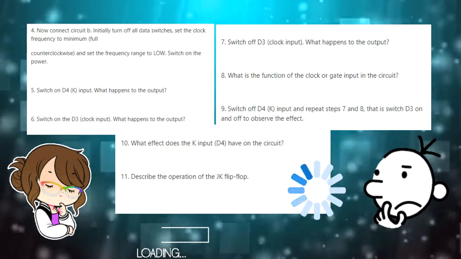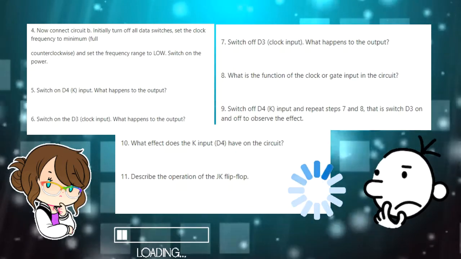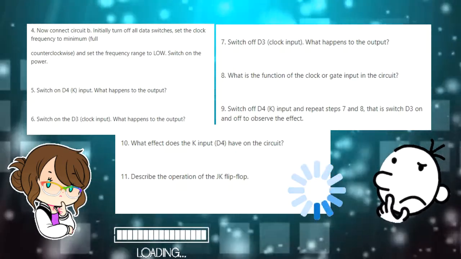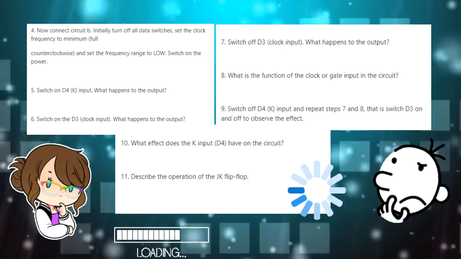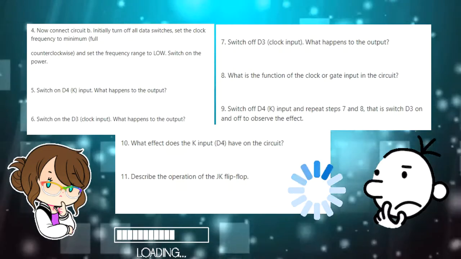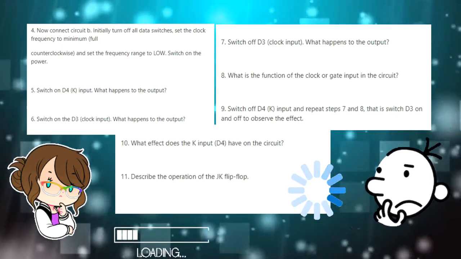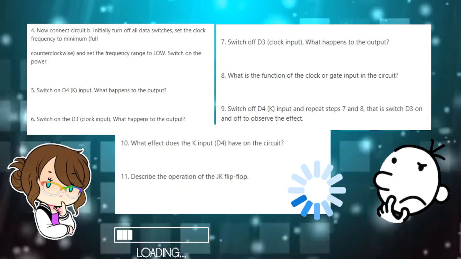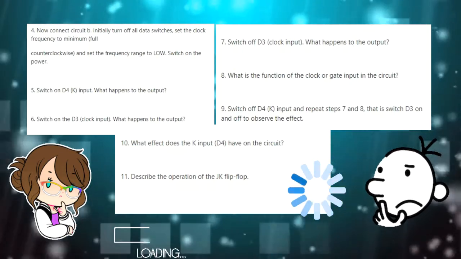Next is switch off D4, which is the K input, and repeat steps 7 and 8. That is switch D3 on and off to observe the effect. Next is what effect does the K input, which is the D4, have on the circuit? And last is describe the operation of the JK flip-flop. And to answer all these procedures, let us test our circuit.